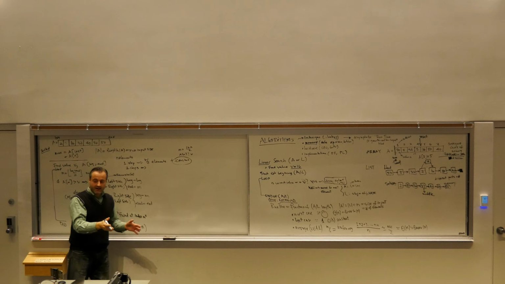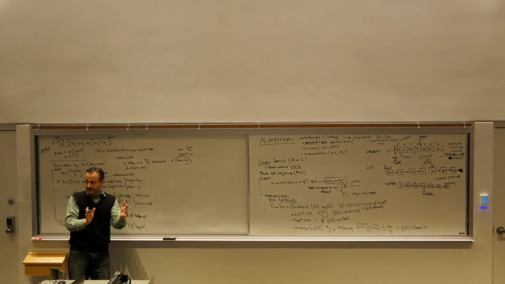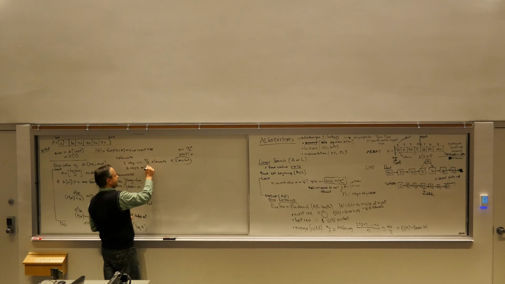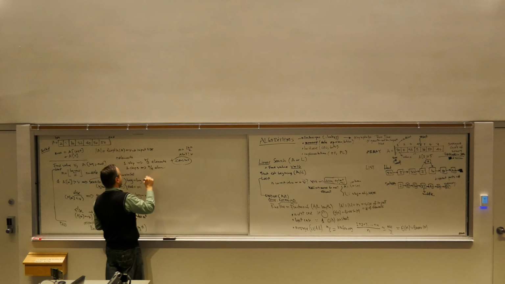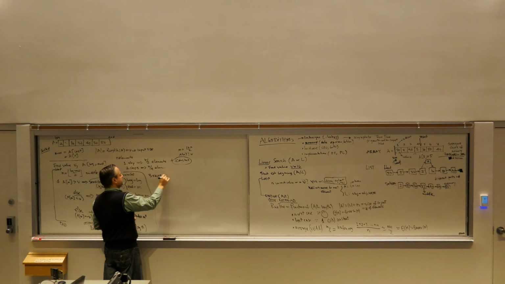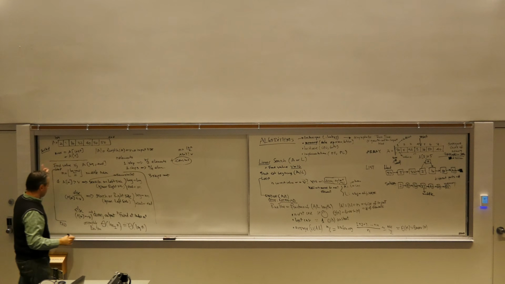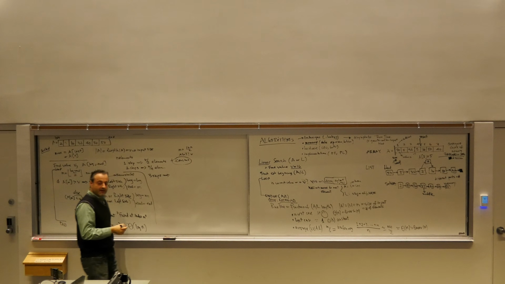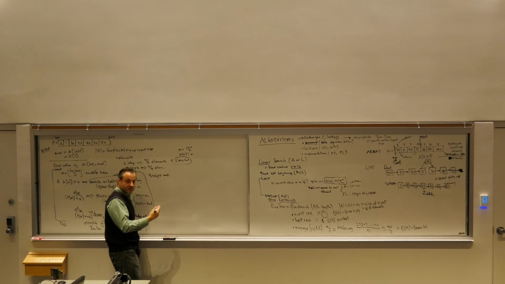First step chops it in half. Second step takes that half and does what? Chop it in half again. So now I have n by 4 elements, right? And then after 3 steps, meaning 3 iterations of this loop, how many elements am I going to have left to search?